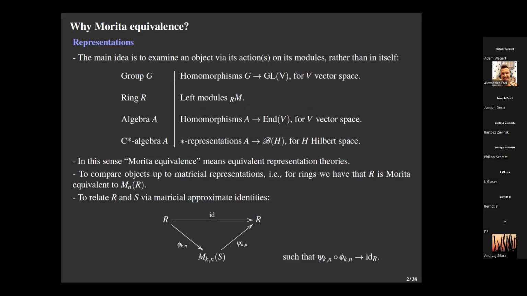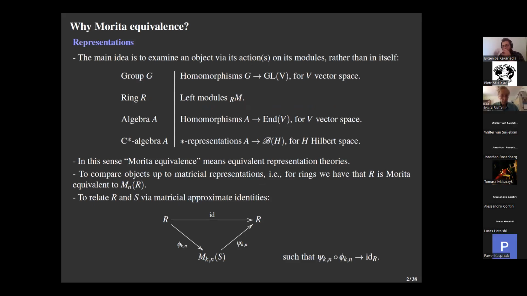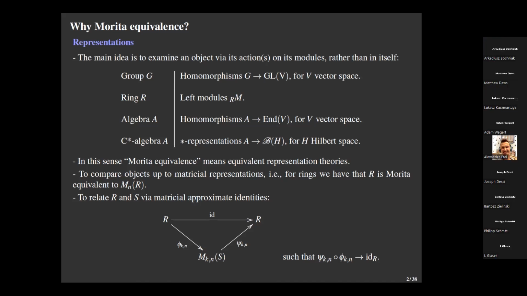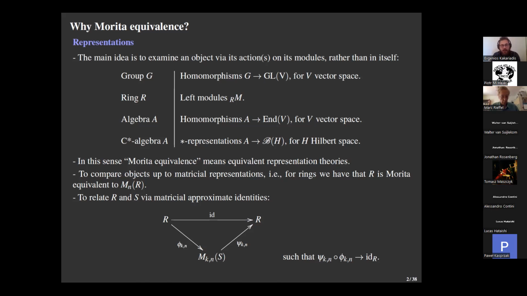And this idea is behind many settings, like when you study groups or rings, or even C*-algebras, you study the representations by actions on Hilbert space. So in this sense, Morita equivalence means equivalent representation theories. Even though I'm still waving my hands here, I'm just trying to give what I feel it should be. Or another way to say it is to compare objects up to matricial representations, in the sense that a ring R is Morita equivalent to the n by n matrices with entries from R.